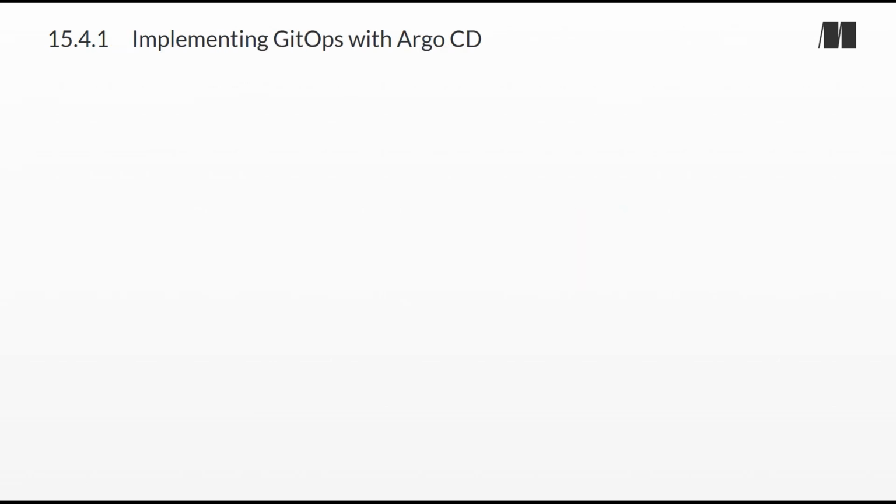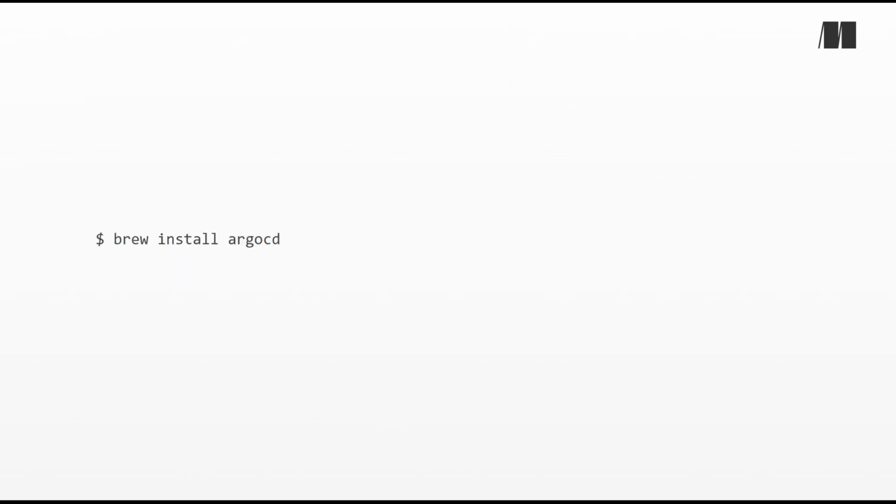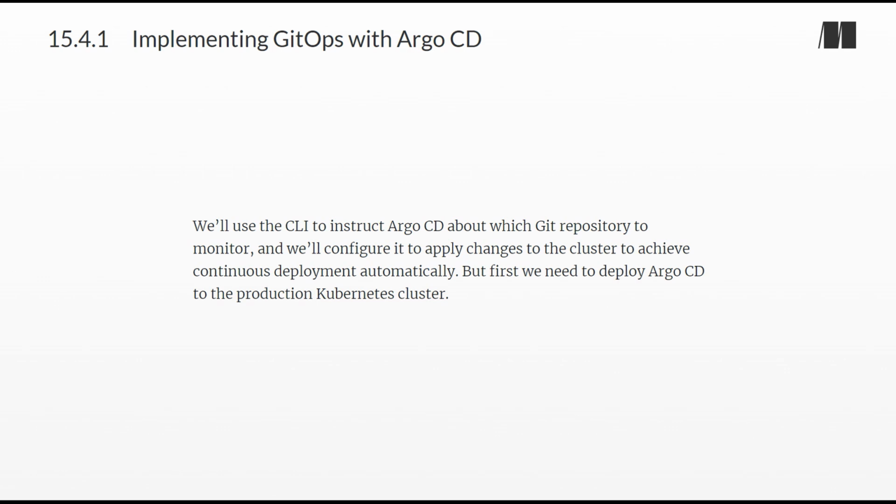Section 15.4.1. Implementing GitOps with Argo CD. Let's start by installing the Argo CD CLI. Refer to the project website for installation instructions, argocd.readthedocs.io. If you are on macOS or Linux, you can use Homebrew as follows. See this code? We'll use the CLI to instruct Argo CD about which Git repository to monitor, and we'll configure it to apply changes to the cluster to achieve continuous deployment automatically.